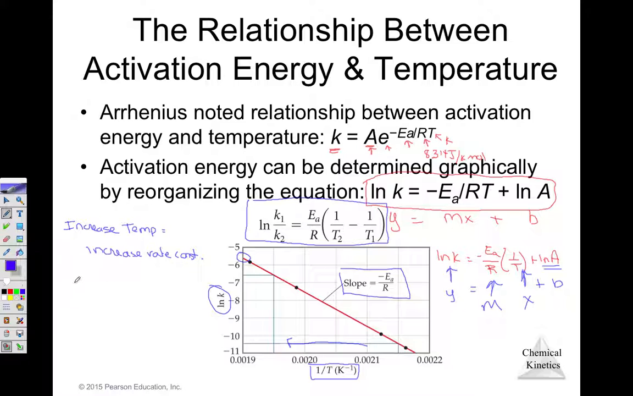And what was the general rule we just saw at the beginning that I forgot to tell 7th block? Every 10-degree increase in temperature usually doubles the rate constant.